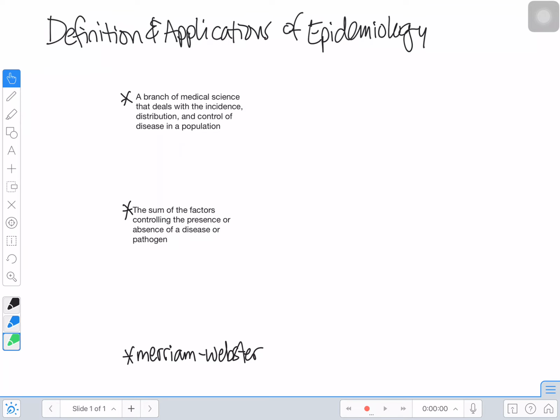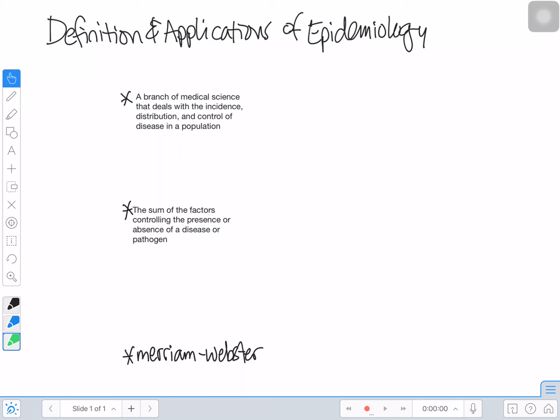Welcome to our study about the definition and applications of epidemiology. In this lesson, we'll be looking at both the definition and how we apply that to the population and individual level, and then also the different applications and how those apply on the population and individual level. So first of all, let's start by talking about the word epidemiology.